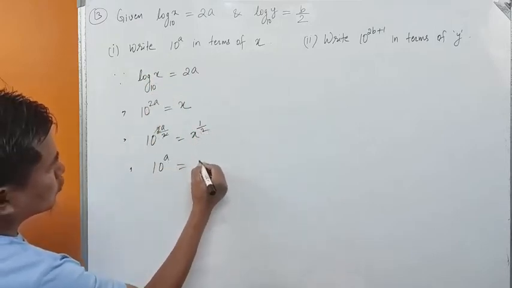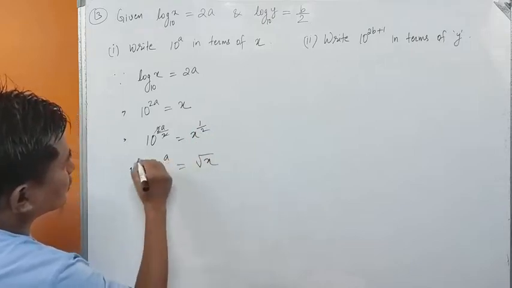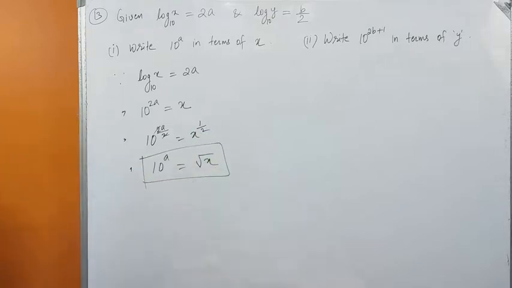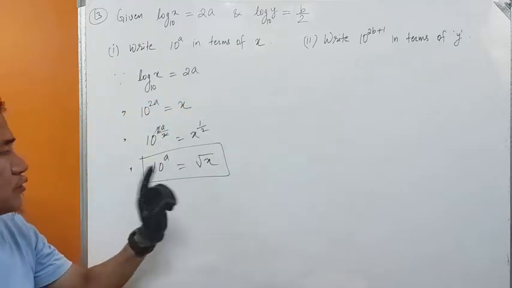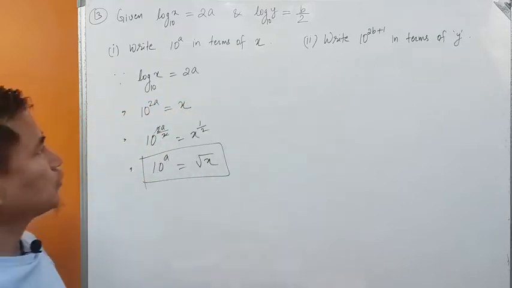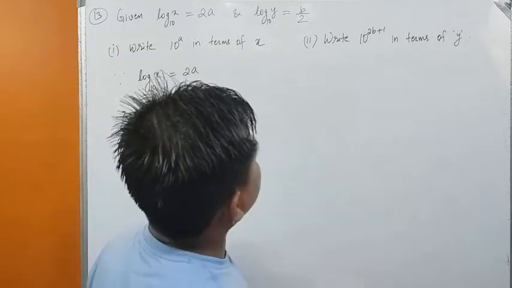X to the power 1 upon 2 means root under x, okay? So this is what we are asked to find: 10 to the power a in terms of x. 10 to the power a means root x. I hope you got this. Now let us move on to the next question.